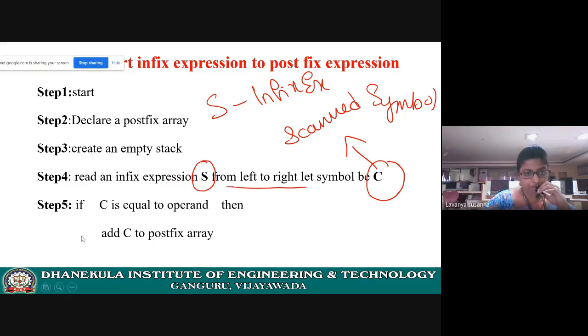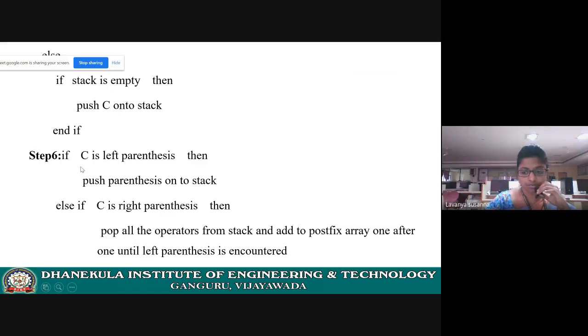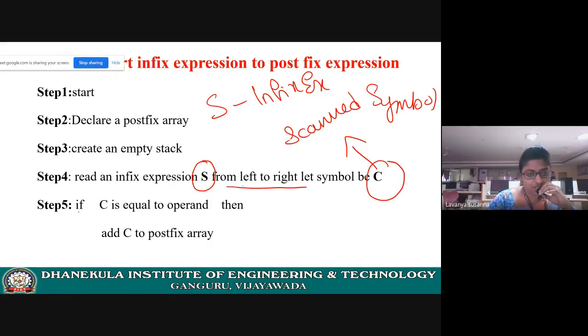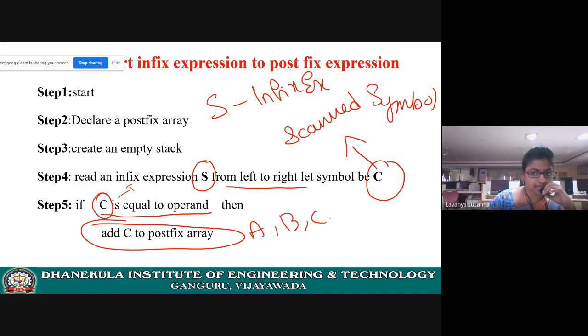Now see step 5. What is the condition? If C is an operand, where C is the scanned symbol, what you need to do? Add it to the postfix array. If the condition is true, you add it to the postfix array. Operands are things like A, B, C, D. Operators are plus, minus, divided by, star.